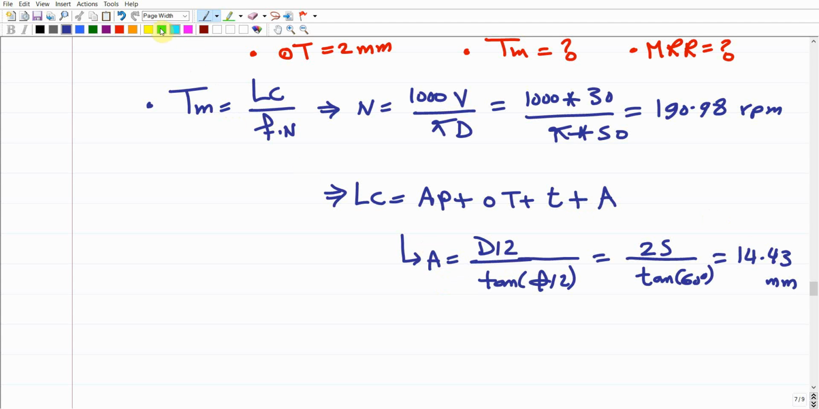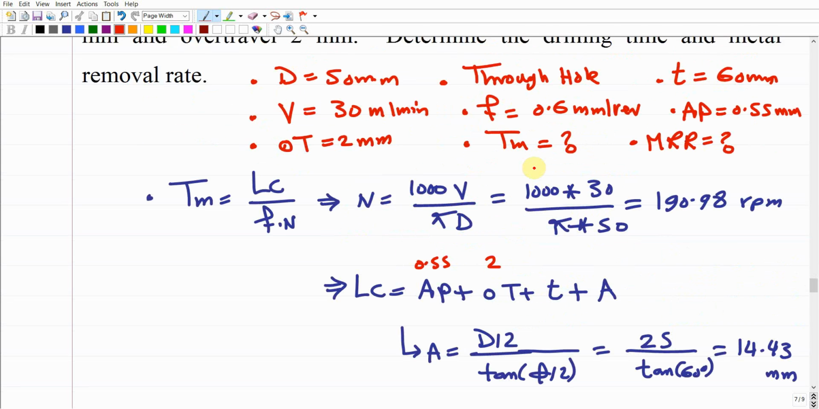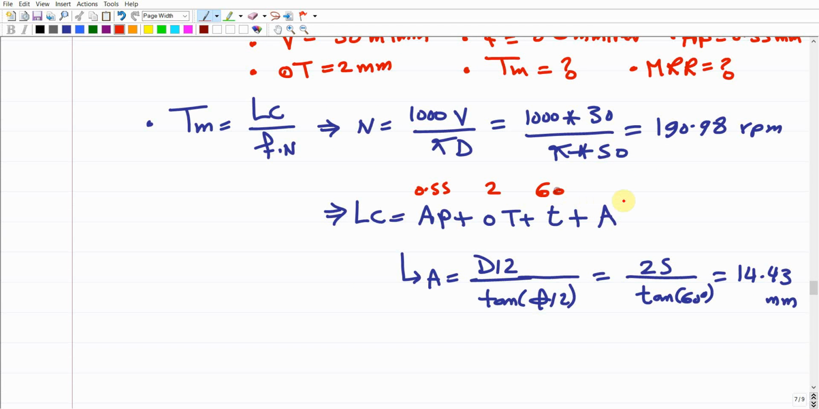Adding all of these values together, we're going to have the approach distance, which is 0.55, the over travel, which is 2, and the thickness of the slab, which was given as 60 millimeter, right? And we just calculated this value, 14.43. Doing the calculations, you're going to end up with LC in terms of millimeters. So this is going to be the length of the cut, which will be 14.43 plus 2 plus 0.55 plus 60. This is going to give us 76.98 millimeter.